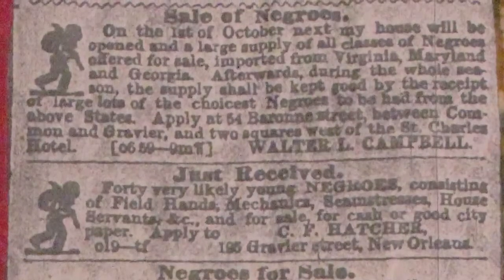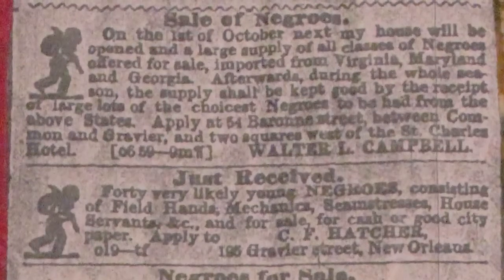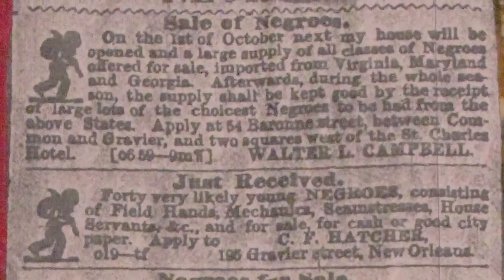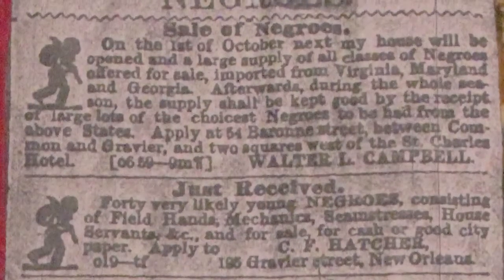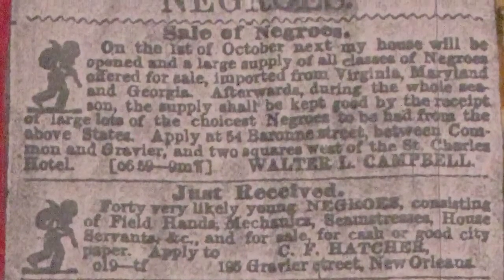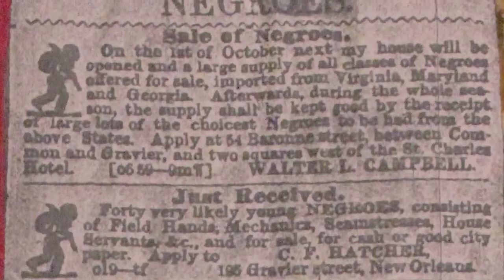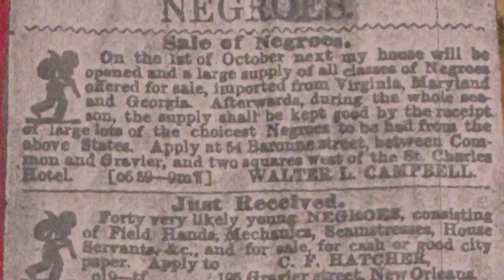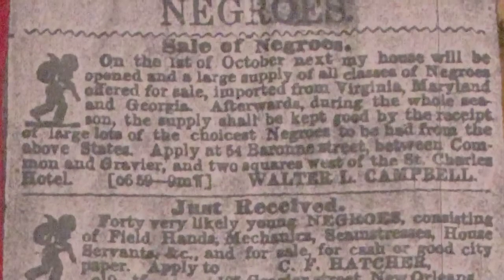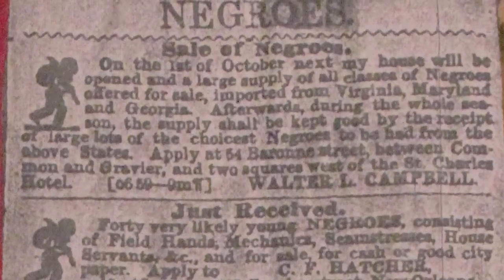So here you see, this is from a newspaper in New Orleans, and it says Negroes at the top, and then it's just ads for people. "Sale of Negroes. On the 1st of October next, my house will be open and a large supply of all classes of Negroes offered for sale, imported from Virginia, Maryland, Georgia."